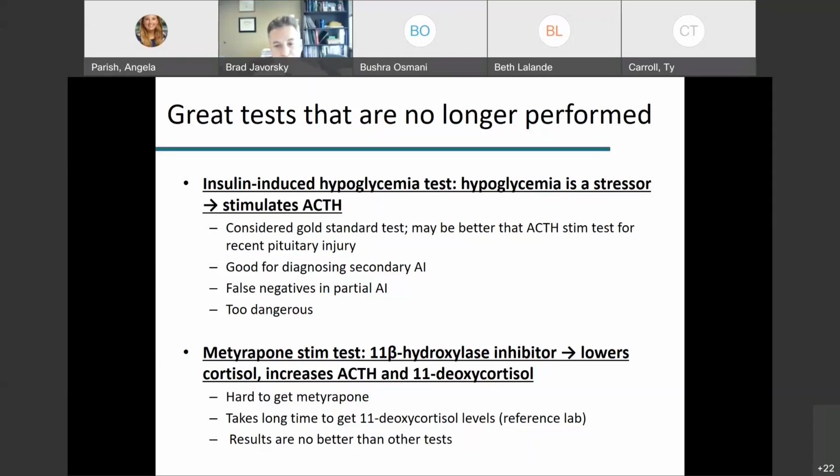The metyrapone stimulation test works by inhibiting 11 beta hydroxylase in the adrenal gland, and as a result, cortisol drops, which then causes an increase in ACTH and 11-deoxycortisol, which is a precursor to cortisol. This test really isn't done anymore because number one, you can't get it. It's really hard to get metyrapone. And the 11-deoxycortisol level that you measure takes a long time to get the result back, so you have to send it off to a reference lab. And studies have not shown that it's really any better than the ACTH stimulation test. So for a number of reasons, we don't really do the metyrapone stimulation test anymore.